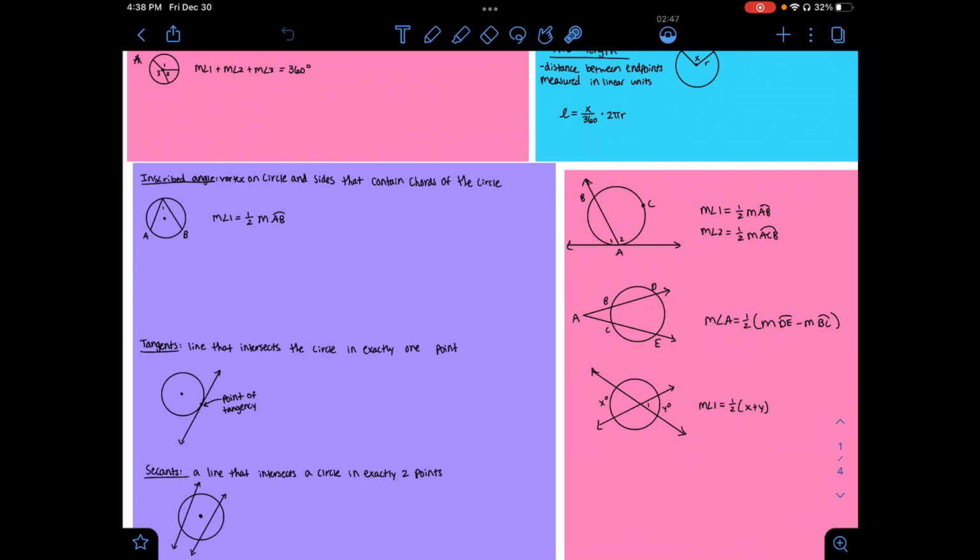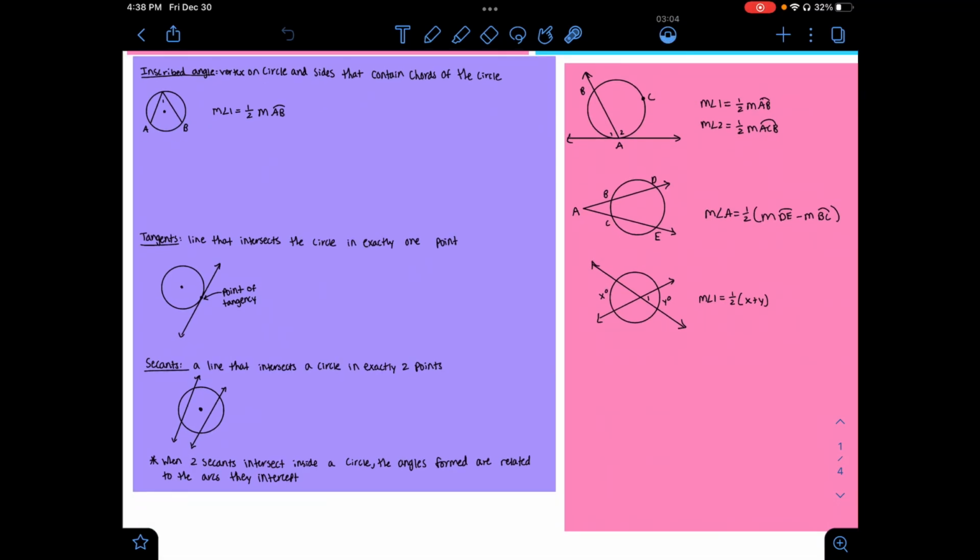So there's also something called an inscribed angle, which is where there's a vertex on the circle and sides that contain chords of the circle. So here, this is angle 1, which is going to be equal to 1/2 times the measure of the arc length here.